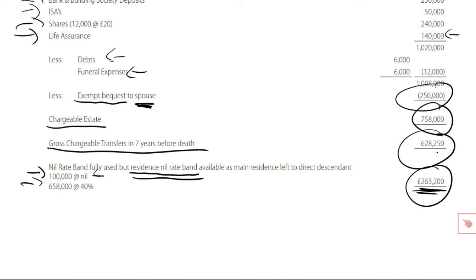Obviously, this last figure here, 263,200, everything on death is due 6 months after the end of the month in which the death occurred. Okay, check that out. There is one final session for us to have a go at, and it deals with one final computational issue that doesn't always get tested in the exam, but when it does often causes trouble.